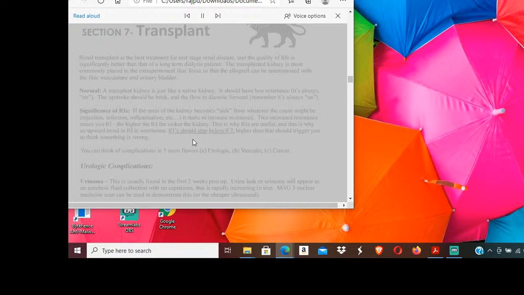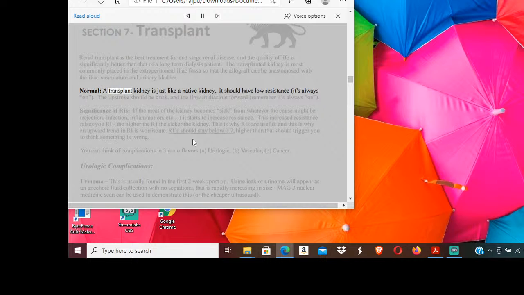Renal transplant. Renal transplant is the best treatment for end-stage renal disease, and the quality of life is significantly better than that of a long-term dialysis patient. The transplanted kidney is most commonly placed in the extraperitoneal iliac fossa, so that the allograft can be anastomosed with the iliac vasculature and urinary bladder.